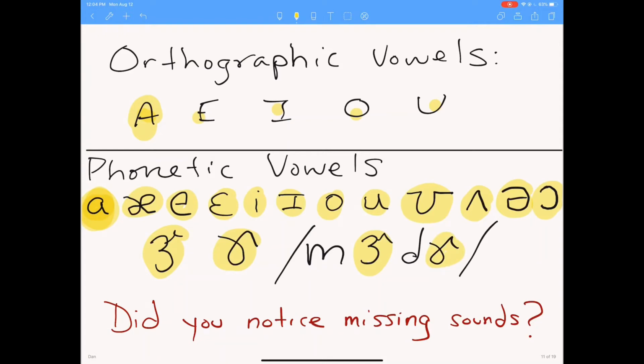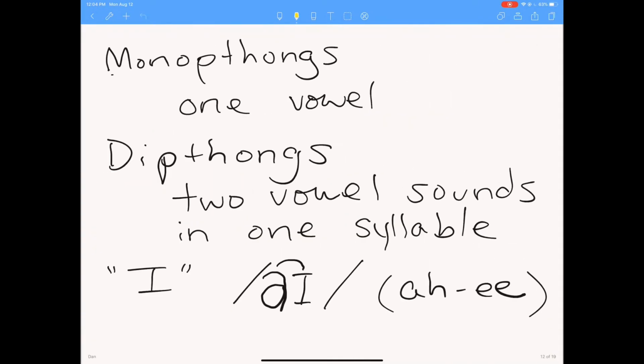You will notice that some of the vowel sounds that we use in English are actually a combination of two sounds, right? So the ones we just talked about are all monophthongs, which means it's one sound. Mono means one. So there's one vowel in one syllable. We also have diphthongs, which means two sounds. There's triphthongs, but we're not going to go there today. That's two vowel sounds combined into one syllable.